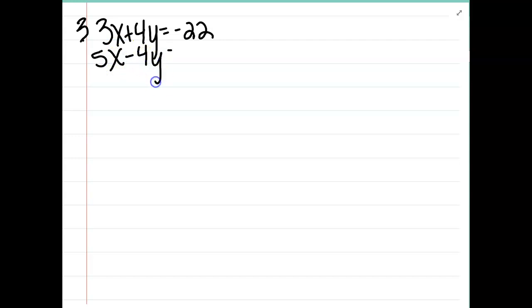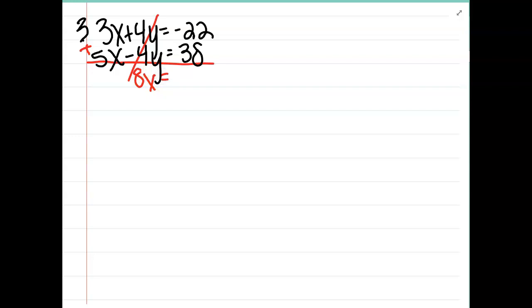Okay, number 3. Let's try 3x plus 4y equals negative 22 and 5x minus 4y equals 38. What we're really looking for is we're hoping and praying that it's going to cancel out all by itself. If you look at this, what's going to cancel out? The y's. Yeah, it's already set up for you. So go ahead. If the y's are going to cancel out, just combine them together. When you combine them, the y's cancel out. When you combine your x's, 3x and 5x gives you 8x.